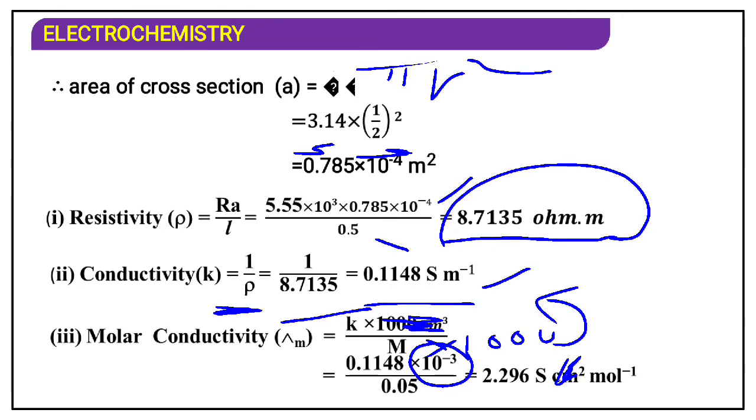After doing the calculation, you will get 2.296 Siemens meter square and mole inverse. This is the resistivity, conductivity and molar conductivity.